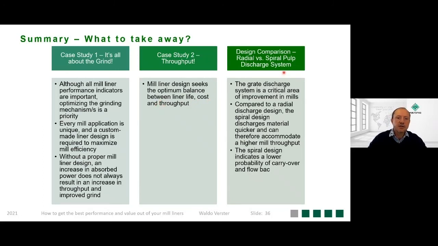Lastly, the design comparison between the radial and the spiral discharge system. From Multotec's point of view, this is a critical area of improvement inside your mill. We need to optimize that grate discharge system. The spiral design compared to a radial design improves the discharge efficiency of your mill significantly. It can also increase the throughput if correctly designed. And what we've also seen from the DEM simulation results is that the spiral design has a lower probability of carryover and flow back into the mill.